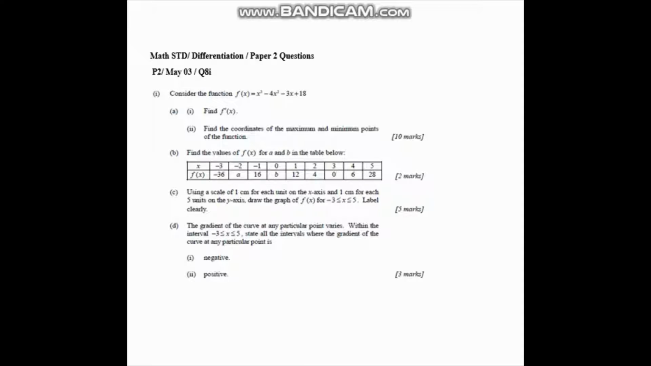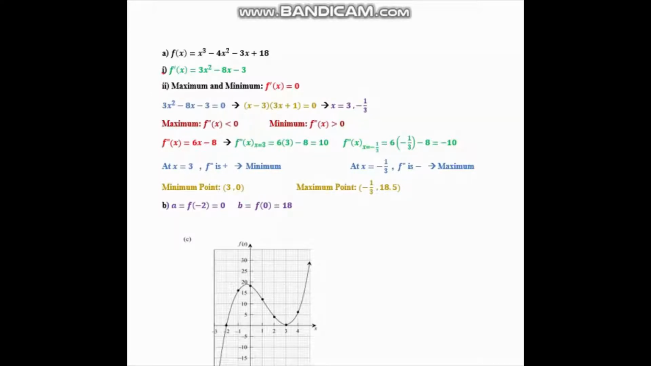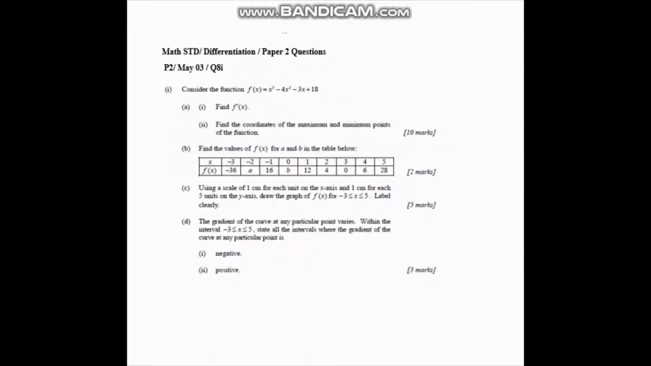So in question (a)(i), we are required to find f dash of x, given that f of x is this function right there, x cubed minus 4x squared minus 3x plus 18. So there is your function and there is the derivative function. In (ii), you are required to find the coordinates of the maximum and minimum points of the function.